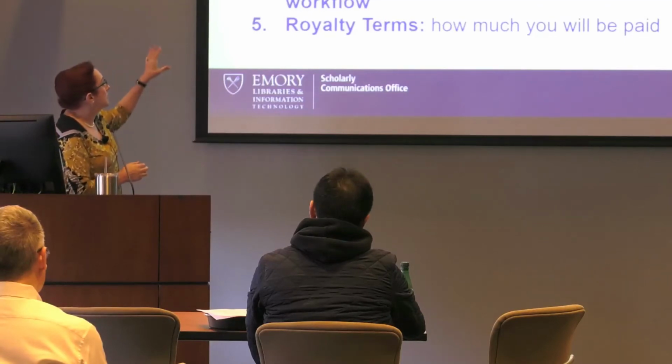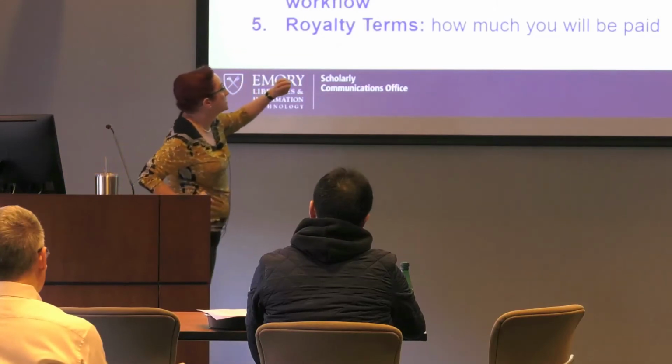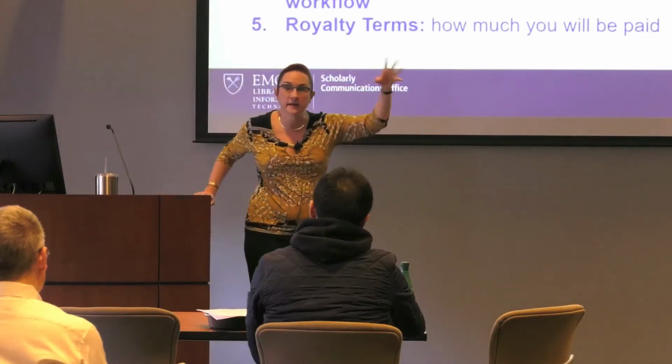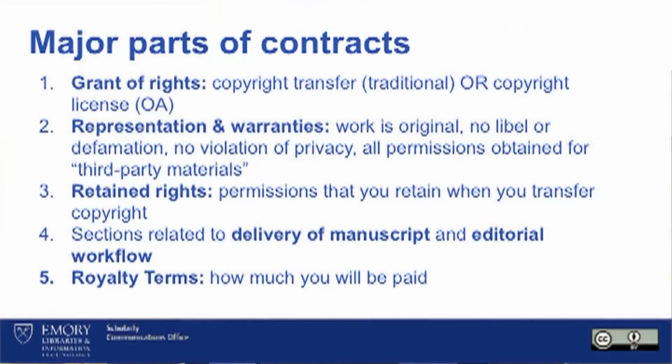You might see a section about retained rights, and that is going to talk about permissions that you might keep even if you're transferring copyright. So this is where the contract might stipulate that if you want to reuse an image that you've created and published in your book, they may just give you permission right there. They may just say, oh yeah, you can do that. You can reuse images. That's not a problem. You don't have to ask permission of us, okay?